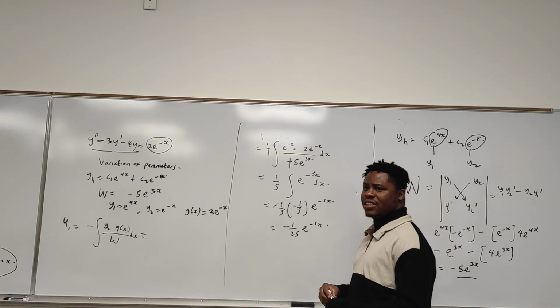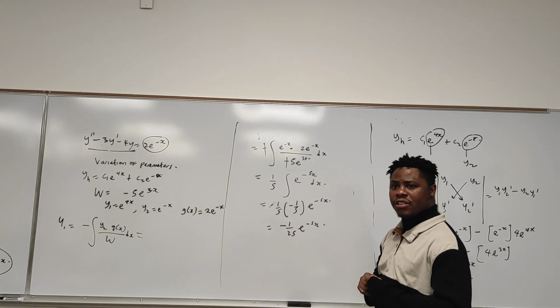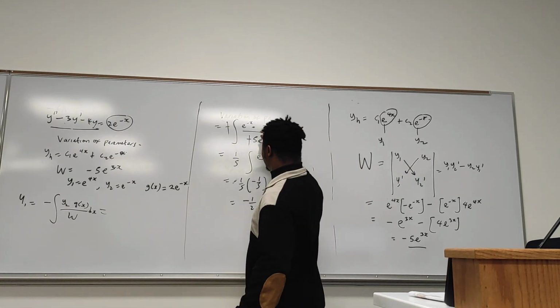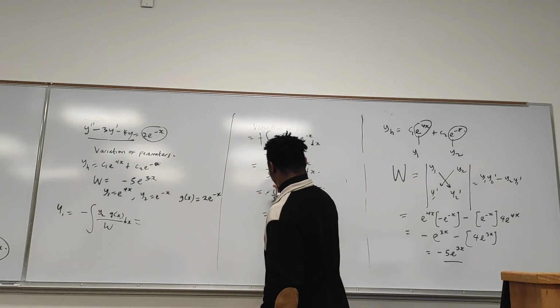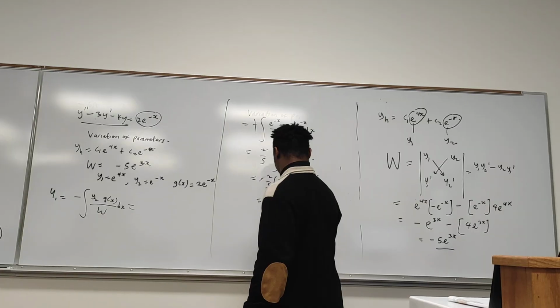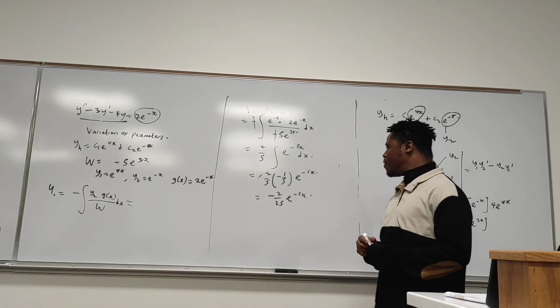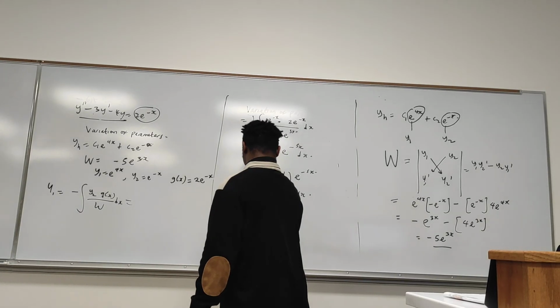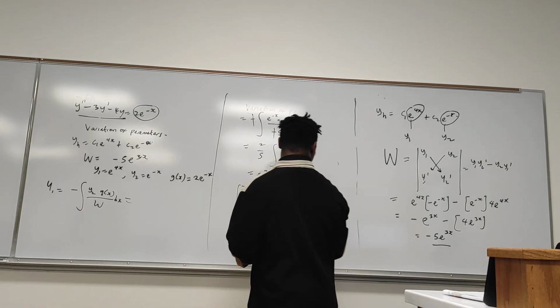Did anyone get this? Who got this? Wouldn't it be 2 over 5 outside the integral? There is a 2 there, you're right, this 2. So this is 2. If you get 2 over 5, put up your hands. 2 over 25. Okay, if so many people got it, it means this is correct. You won. Thank you. Let's do U2.